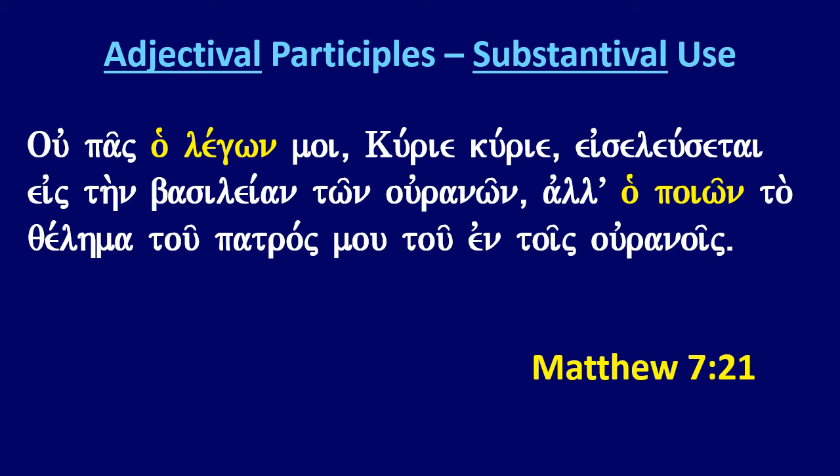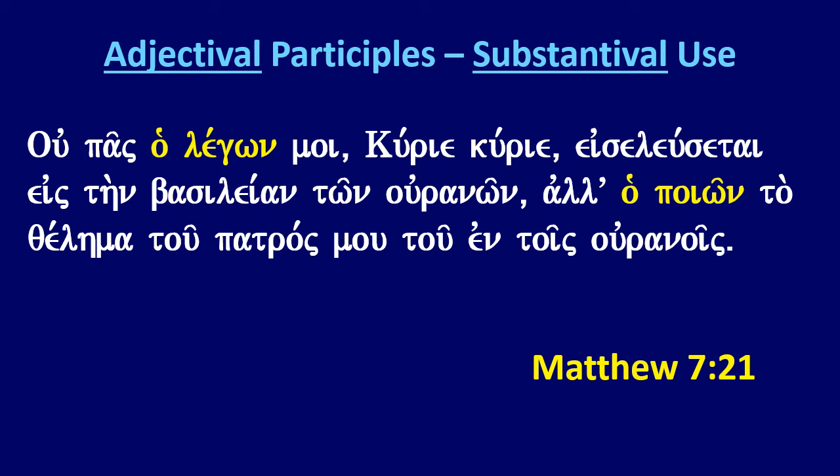So you've got these two participles here, ho legon, who says, and ho poion, he who does, and they're both functioning here substantively. Now notice with substantival participles, you're often going to want to supply the phrase who, he who, or she who, or the one who, etc.